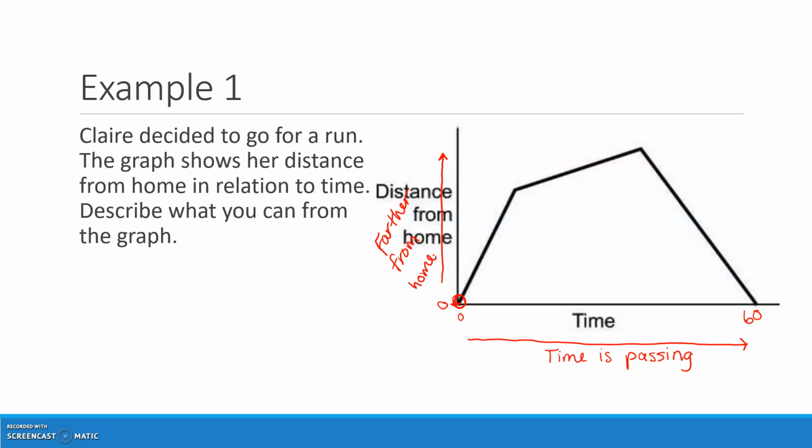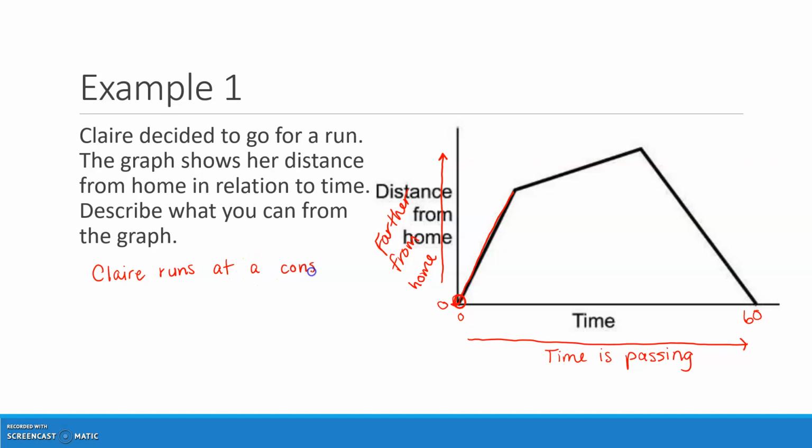The farther from home she gets. And then we see that she's going to travel. She's going like this, and she's going for a run. We know that. So this looks like she's, we're going to say, Claire runs at a constant rate.